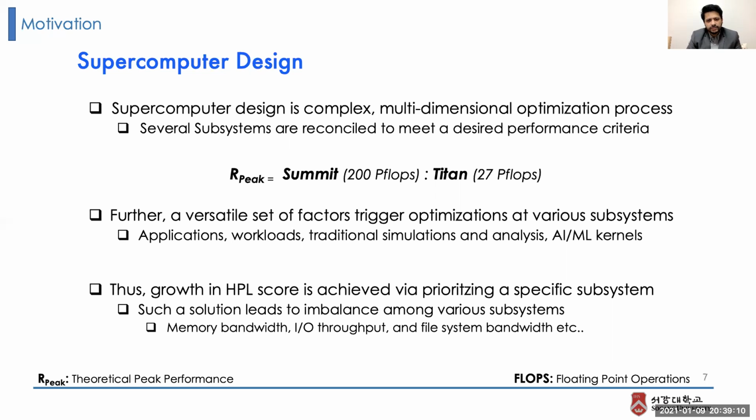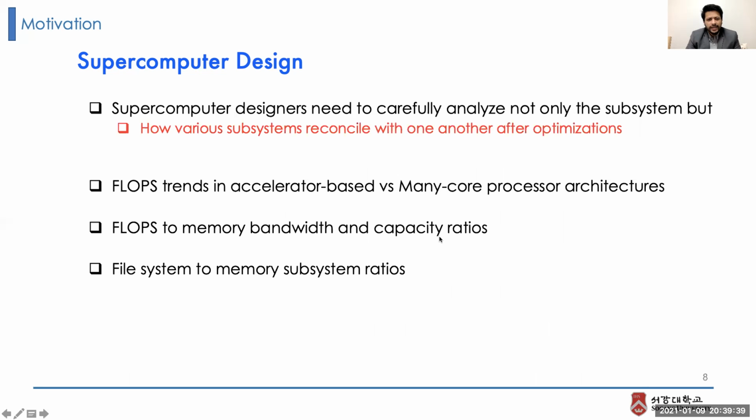Further, application workloads, traditional simulation, and analysis have been transforming over time, and several supercomputing centers have to deal with new and emerging machine learning and deep learning codes on top of the traditional modeling and simulation applications. Thus, during this process, it is very natural that certain subsystems will be prioritized over certain others. Therefore, what is needed is a careful consideration of the overall system balance and how the various subsystems reconcile with one another.